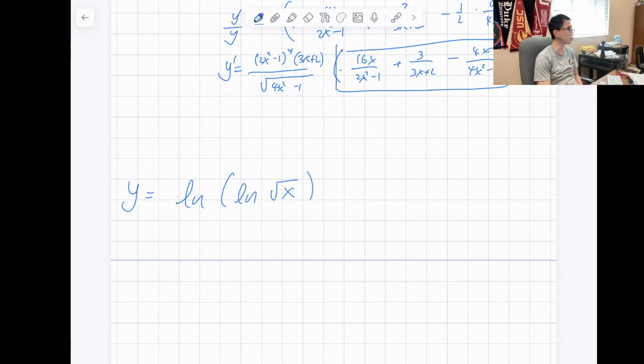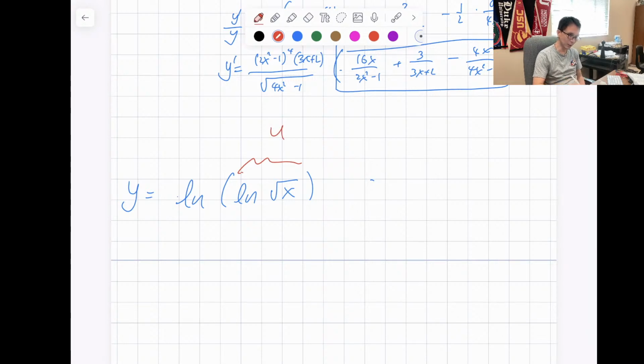Okay, so did you guys get it or no? I got it anyway, but I don't know. This is u, right? What is u? u is equal to the natural log of the square root of x, also known as what? One half natural log of x. Is that okay?